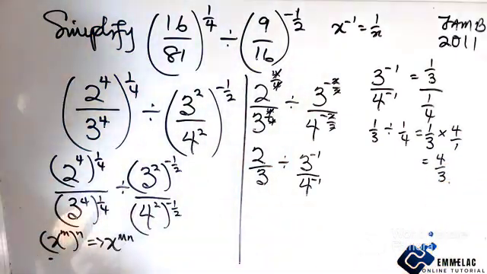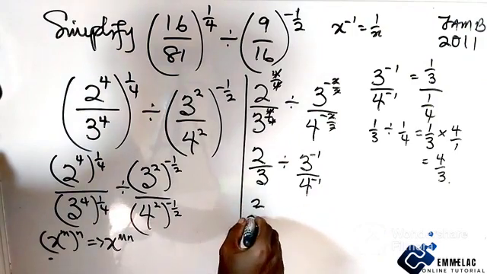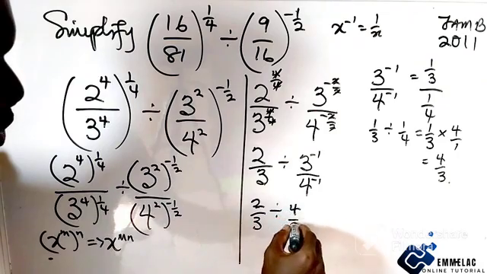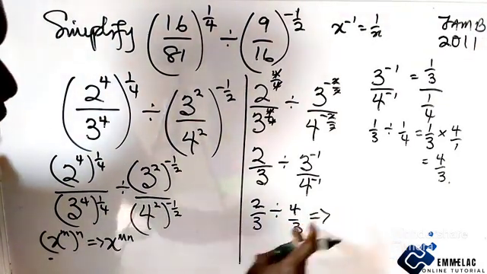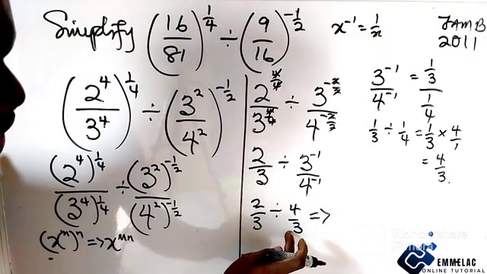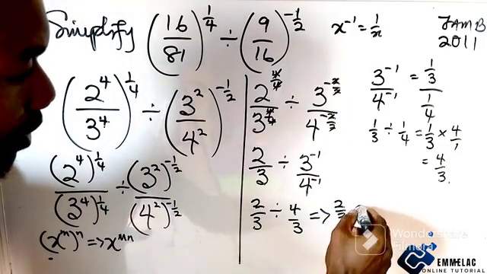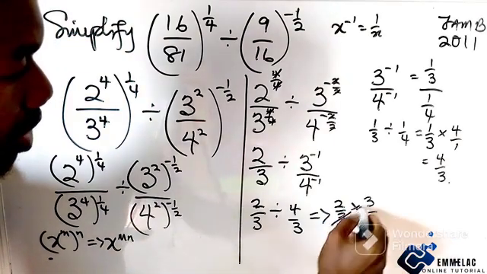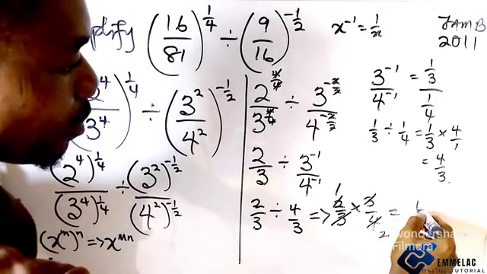So with this, we can now say that this is 2 over 3 divided by 4 over 3, which can also be simplified by changing this to the sign of multiplication. We have a reciprocal of this, so here you have 2 over 3 times 3 over 4. So you can now divide through this, cancel this, 2 here 1, 2 here 2. So our final answer is 1 over 2.